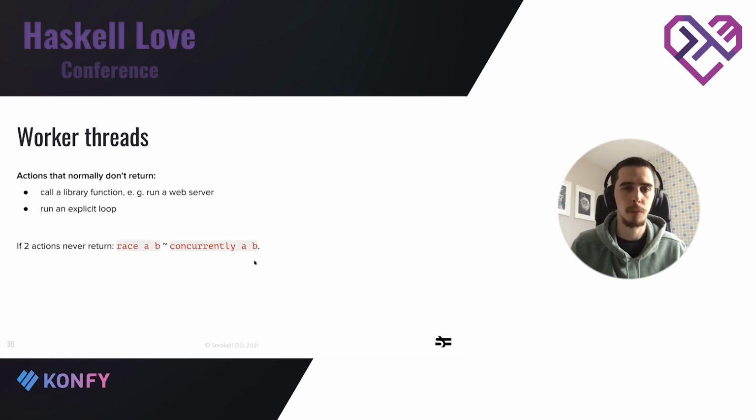So now I want to talk about threads that we actually run in our applications. These threads run actions that normally do not return. For example, such an action can call a library function, for example, run a web server, and it usually doesn't return anything. Or it can run an explicit loop, so it may explicitly call itself recursively. And note that if two actions never return, then race is pretty much equivalent to concurrently.